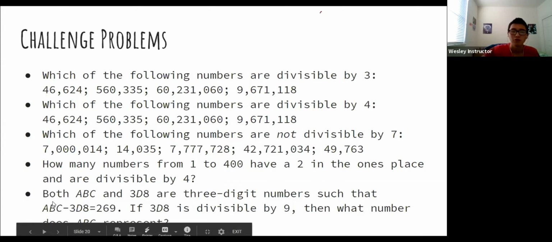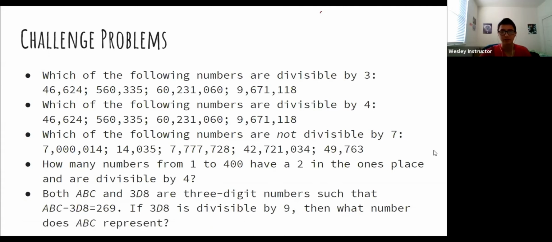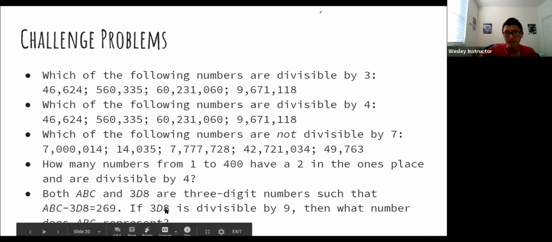The last one. Both ABC and 3D8 are 3-digit numbers such that ABC minus 3D8 equals 269. If 3D8 is divisible by 9, then what number does ABC represent? We have a clue here: 3D8 is divisible by 9. That means when we add up all the digits of 3D8, that number is divisible by 9. Well, 3 plus 8 is 11, and we know 18 is divisible by 9. So we do 18 minus 11, which means D represents 7.